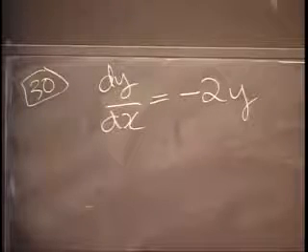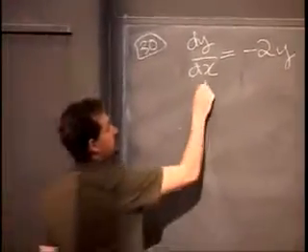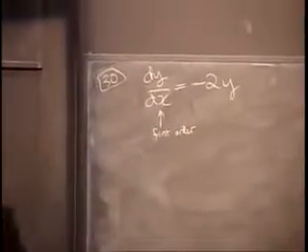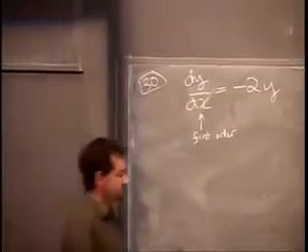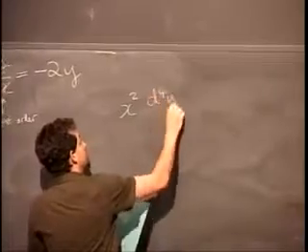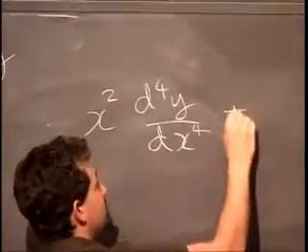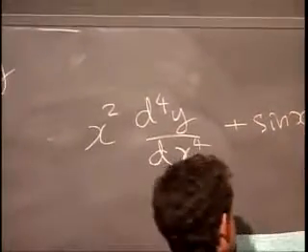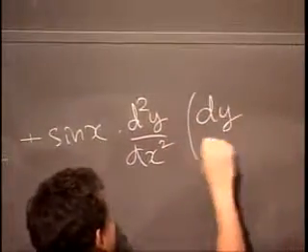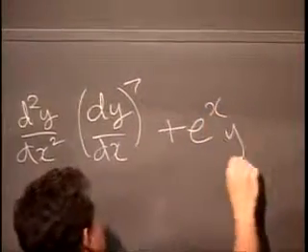All right, so this is an example of a first-order differential equation. It's first order because we only have a first derivative. If we had a second derivative anywhere, it would be second order, unless, of course, there was something higher. Here's an example of a higher order differential equation. x squared dy/dx, the fourth derivative, d^4y/dx^4, plus sine x times d^2y/dx^2 times dy/dx to the 7th, plus e to the x times y equals tan x.